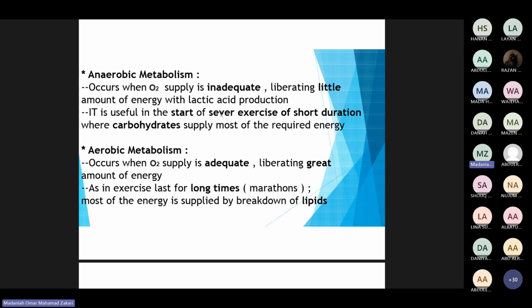Anaerobic metabolism can be useful at the beginning of severe exercise, but it needs to be of short duration, as it gives little energy. For example, carbohydrates are important molecules that can supply energy during anaerobic metabolism. While in aerobic metabolism, the best one is fat or lipids. Oxidation of lipids will produce greater energy that can be used for longer duration, as in a marathon.